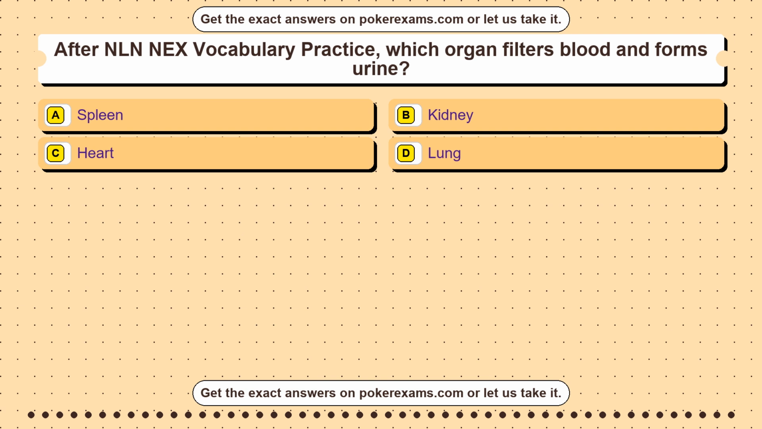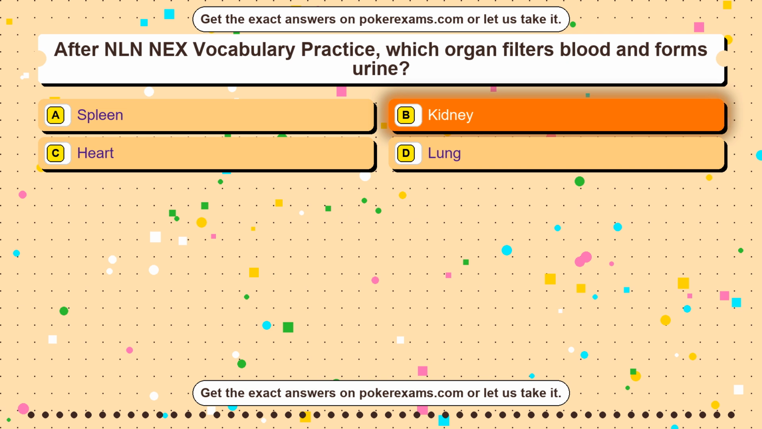Question 36. After GED test prep, which document begins with "We the People"? Option A, Federalist Paper number 10. Option B, U.S. Constitution. Option C, Declaration of Independence. Option D, Bill of Rights only. The correct answer is option B.